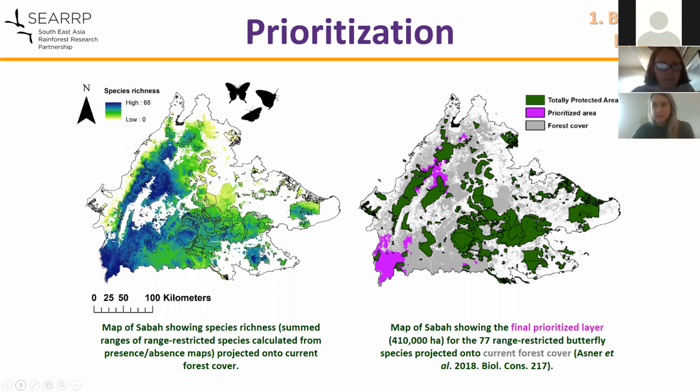So then the second map shows the final prioritized layer for butterflies. And so you can see that it connects some of these higher elevation protected areas that are existing already. And so this was the layer that was used in the prioritization analysis in the conservation biology paper. Next slide, please, Alice.